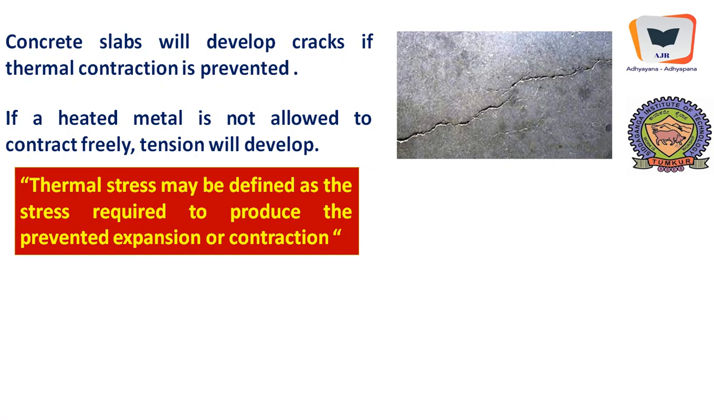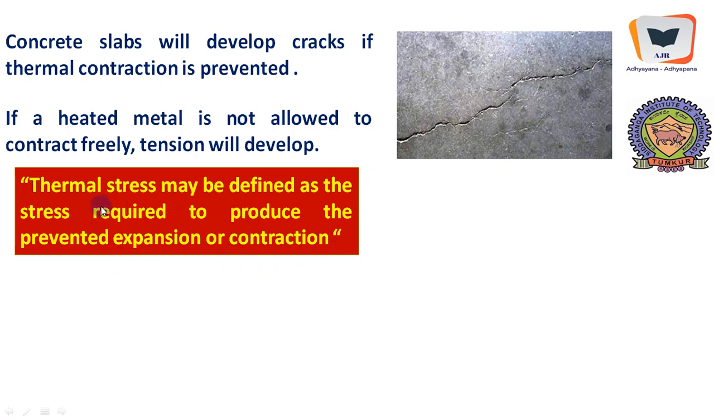So we drew a diagram also explaining how mild steel will behave for the increasing stress versus strain diagram. Here strain comes first, and if this strain is allowed to happen freely, nothing will happen. Of course, the prevented strain will generate what is called thermal stress in the material. Thermal stress may be defined as the stress required to produce the prevented expansion or contraction.